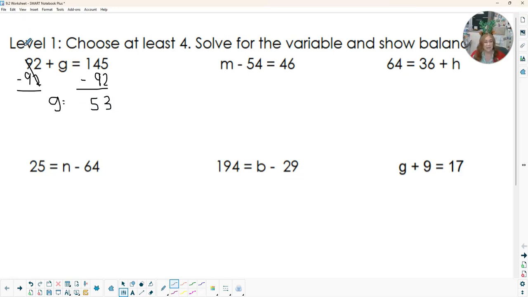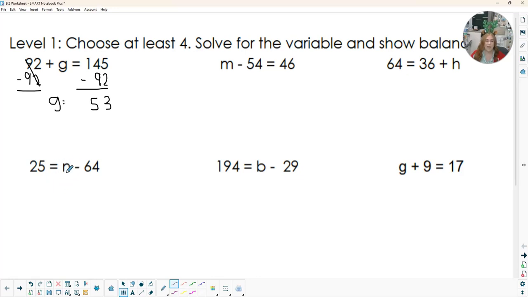So let's see if that makes sense. So we have 90, we're adding on 50, about 140. So that makes sense there. So G equals 53. Okay, I'm going to try a subtraction one now. So I'm just going to do this one right down here.